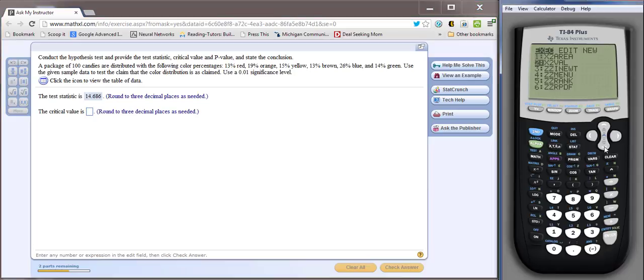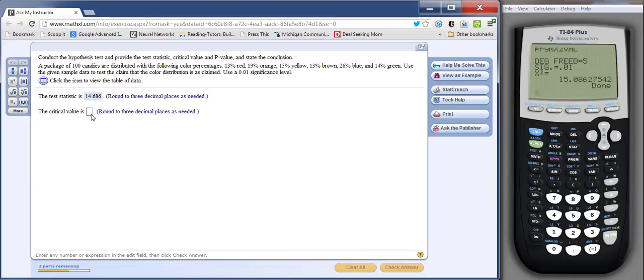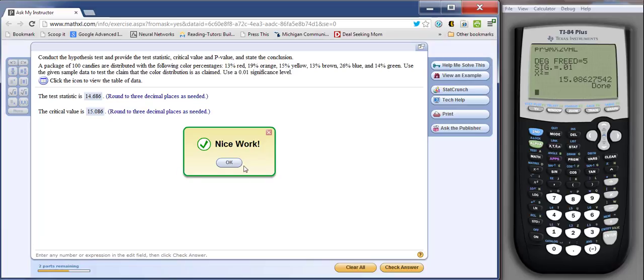Program, x2 val. Now remember, degrees of freedom were 5. And these types of tests are always right tail. And it tells us our significance is 0.01. So let's hit enter again. 0.01 was right here while we're waiting for this to work here. And what is our critical value going to be to 3 decimal places? 15.086. Let's check that. Nice work.